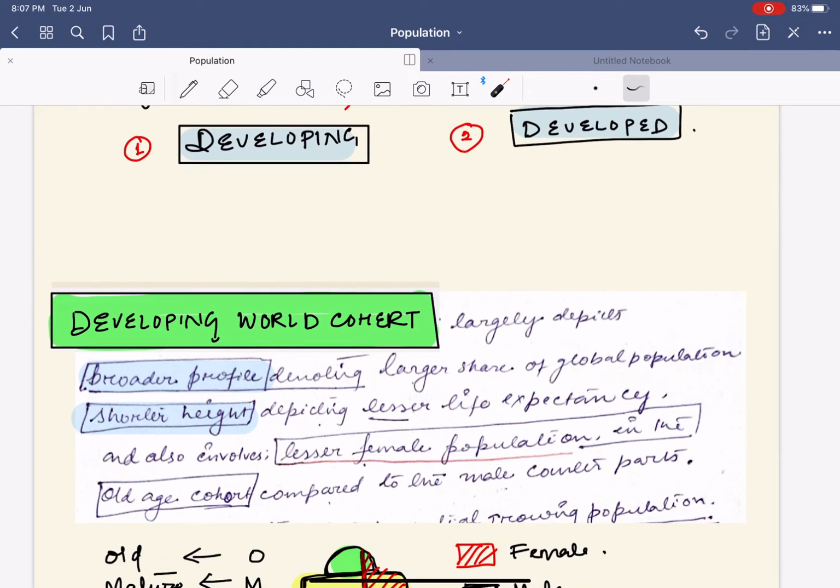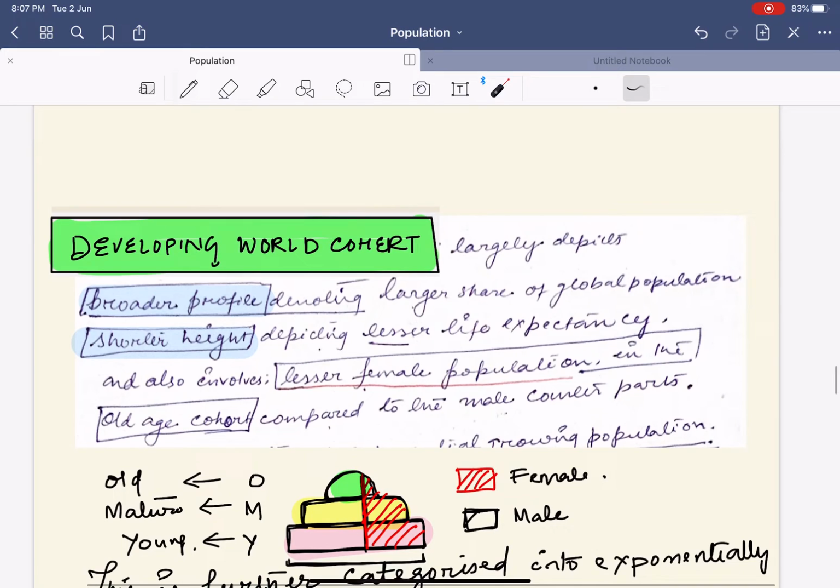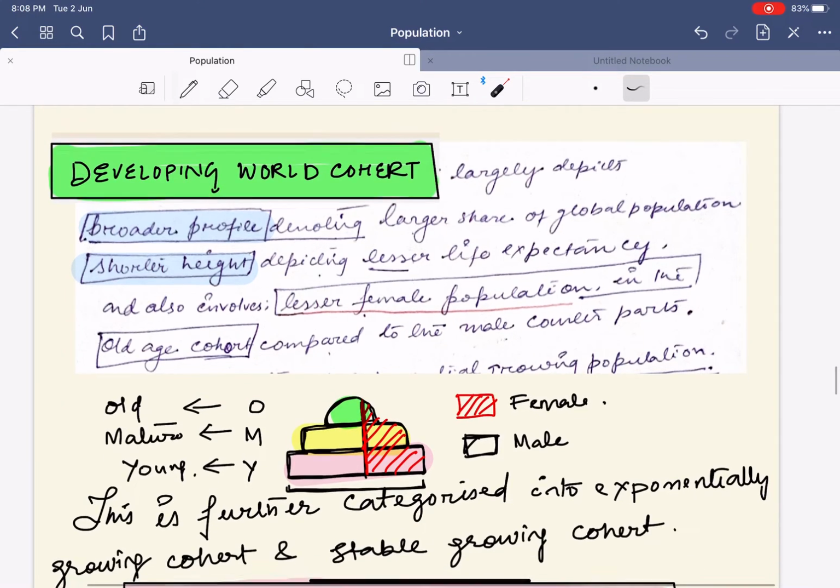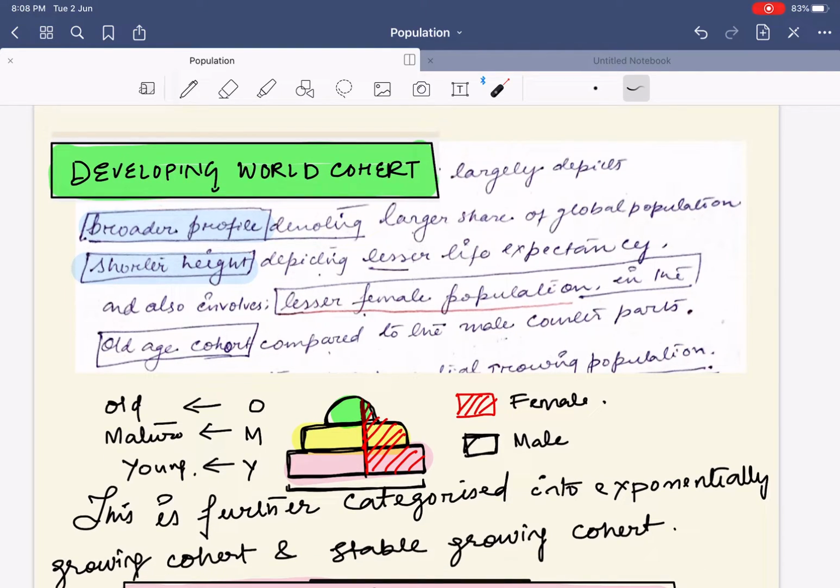Let us start with your developing world cohort. What is this cohort? Cohort means nothing but your group. Now the developing world countries are in a group. If we group developing world countries, then we can say China, India, Nigeria. These are the group of developing world countries. Now, what do we see in the developing world country? The age sex pyramid basically will figure it out in the diagram itself.